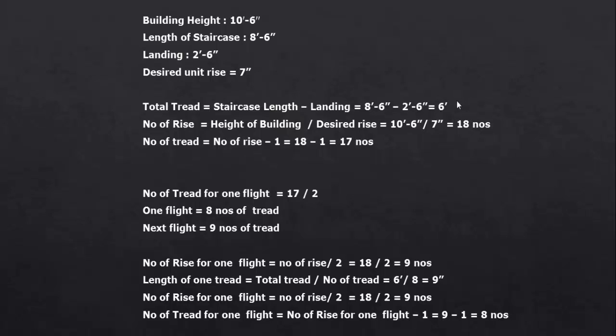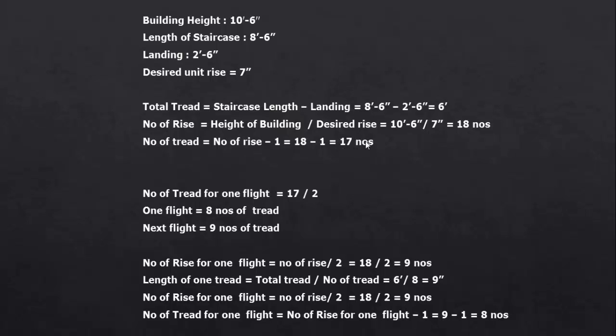Total thread 6 feet. Now number of rise, height of building. Number of rise we need to calculate, that is height of building divided by desired unit rise, that is 10 feet and 6 inch divided by desired rise 7 inch. So we are getting 18 numbers of rise. Next we need to calculate number of thread: number of rise minus 1, that is 18 minus 1, 17 numbers thread.